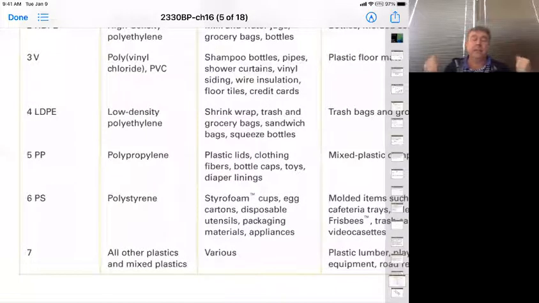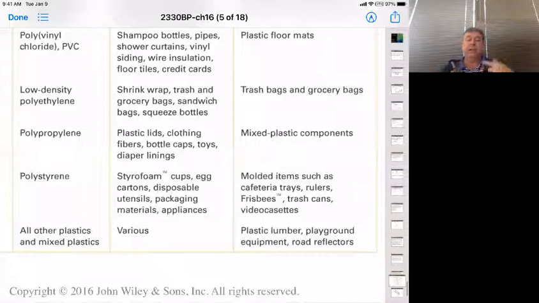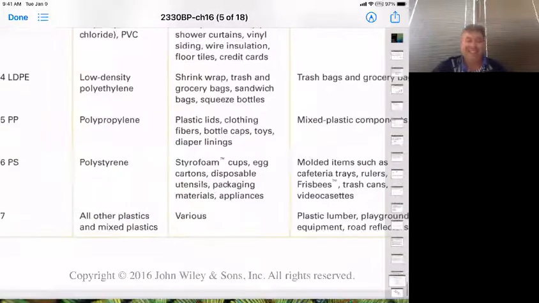Code number 6 is polystyrene. Those are styrofoam cups, egg cartons, a lot of plastic utensils are done that way. And then once you recycle it, they don't really like recycling styrofoam very much because it's just too bulky, but you can recycle it and use it into trash cans and trays, Frisbees, and I don't know if you know what video cassettes are, but that was that old thing that used to be used to watch TV before they had DVDs and streaming. So, anyway, I think I need to update that slide.